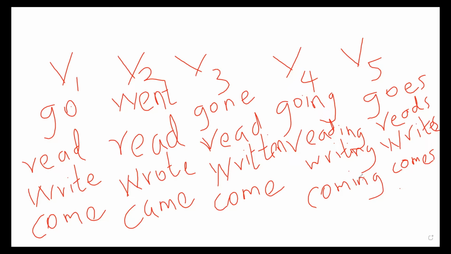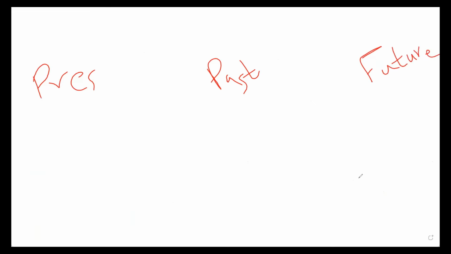So after this, now we are going to move to tenses, right? Now you tell me how many tenses are there? Present tense, past tense, future tense. Right. How many types are in each tense? Simple present, present continuous, present perfect, present perfect continuous tense.